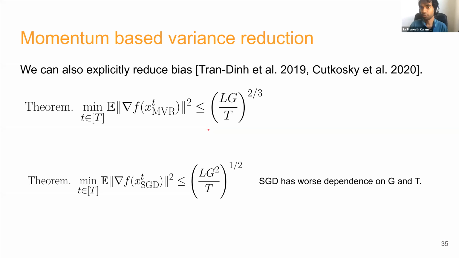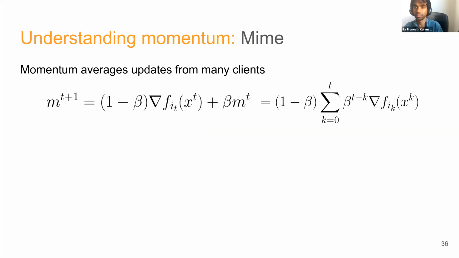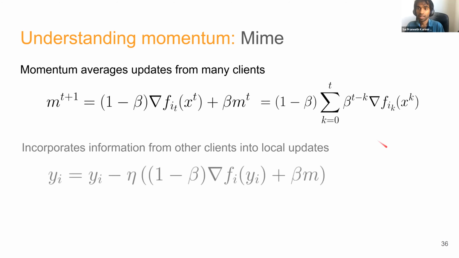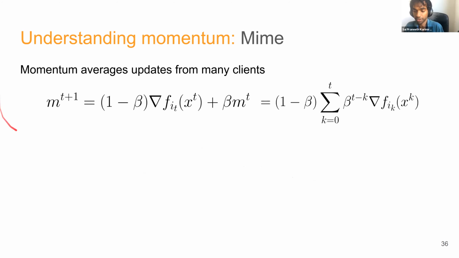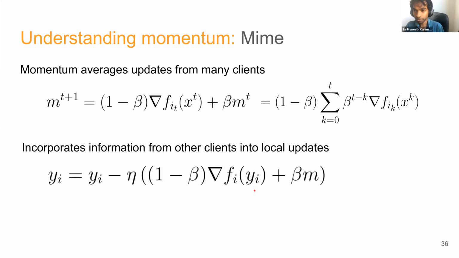Okay, so this is all nice with the server only thing, but what can we do with MIME in particular? This is still the same setting because MIME uses exactly the same momentum. The momentum is only computed at x, the server parameter. It is still true that if we expand out the momentum update like this, this momentum term does indeed have a very small variance. And then when we combine it with this update in the client update, if beta is close to 1, this term is small. So it's mostly just the momentum term. So the variance of the client update is also small.